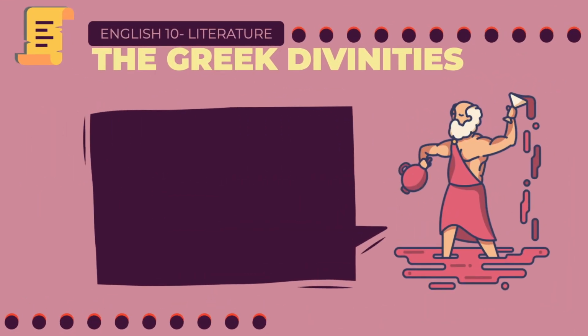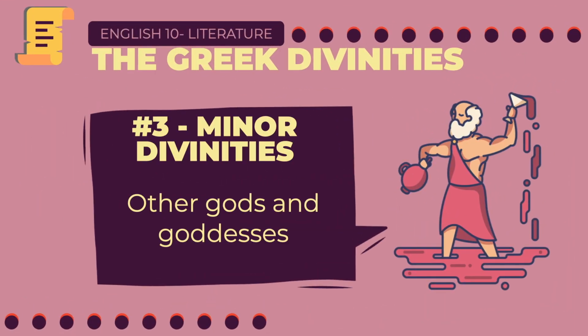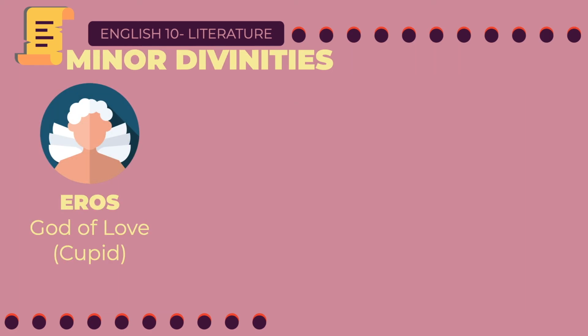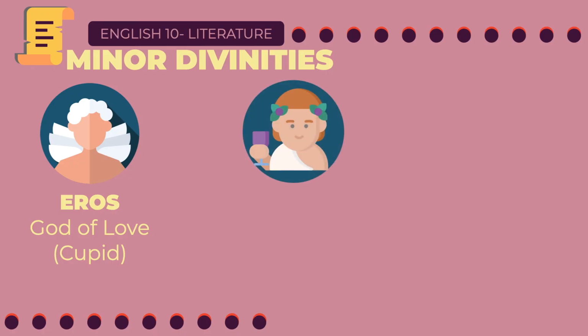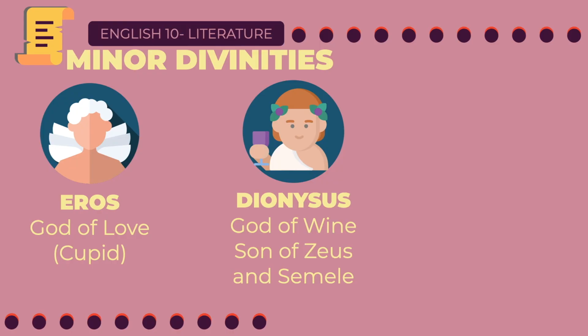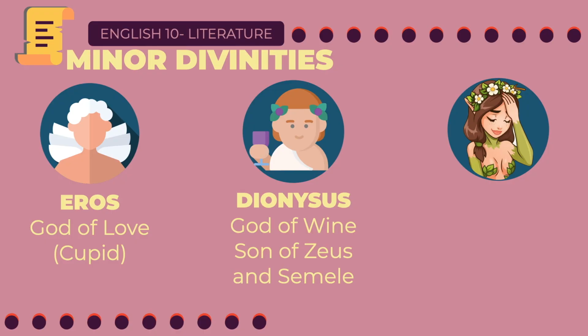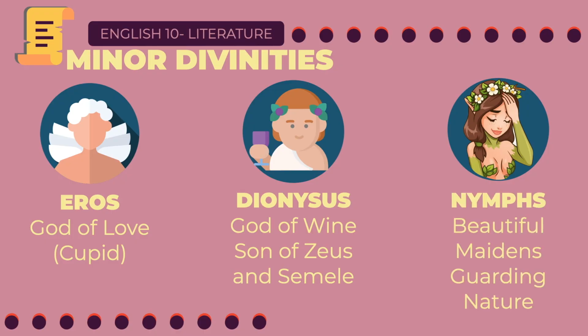We will now move on to the minor divinities or the other gods and goddesses in Greek mythology. First, we have Eros, or the god of love. He is commonly known as Cupid. Second is Dionysus, the god of wine and the son of Zeus and Semele, a mortal princess of Thebes. Third are the nymphs. They are beautiful maidens who were in charge of guarding various parts of nature.